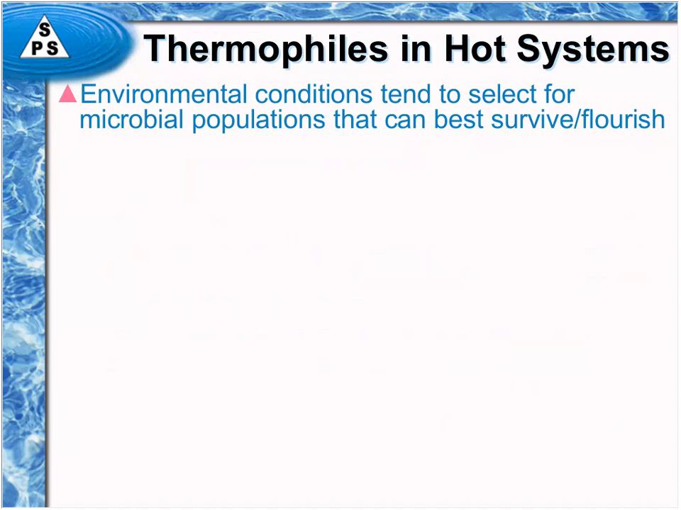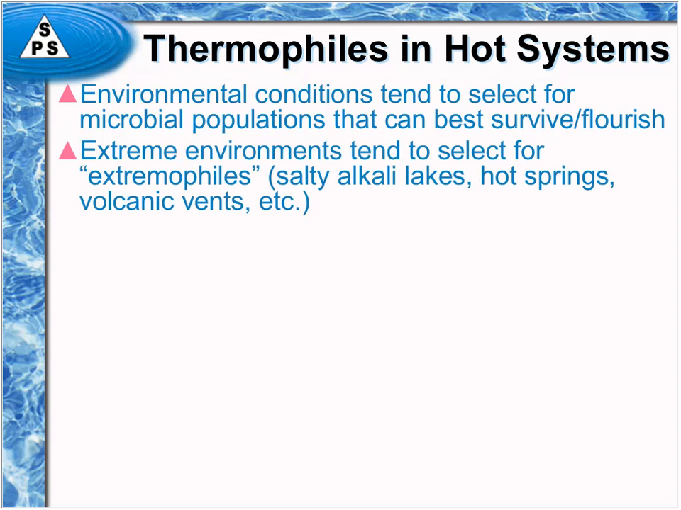Now, we do know as a fact that the environmental conditions of any particular habitat tend to select for those populations that can best flourish and survive in that habitat. That happens everywhere. Extremophiles exist in salty alkali lakes and hot springs and volcanic vents. These are organisms that are particularly suited for growing in these extreme environments, hence the name extremophiles.